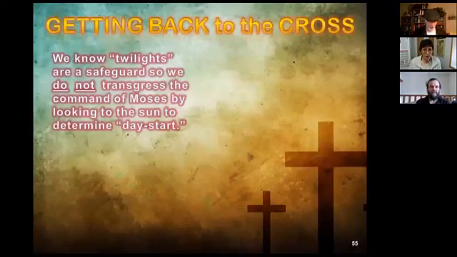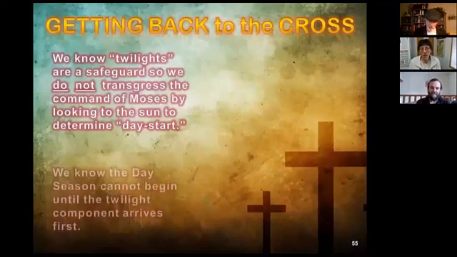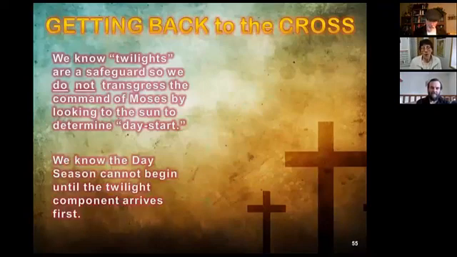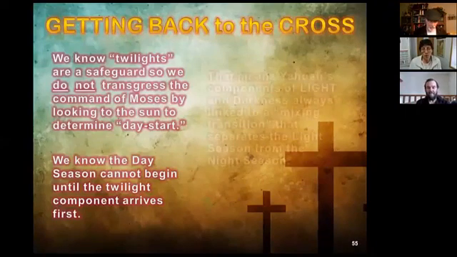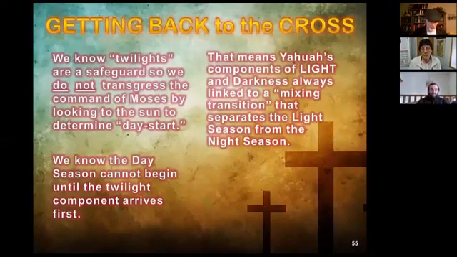But we want to get back to the cross because we've been talking about this darkness around the cross. Now, we know that the twilights are a safeguard, so we do not transgress the command of Moses by looking to the sun to determine day start. We're talking about worship statutes here. And we also know that the day season cannot begin until the twilight component arrives first. The twilight is what ushers in the day season, the day where you have your sun in the sky.